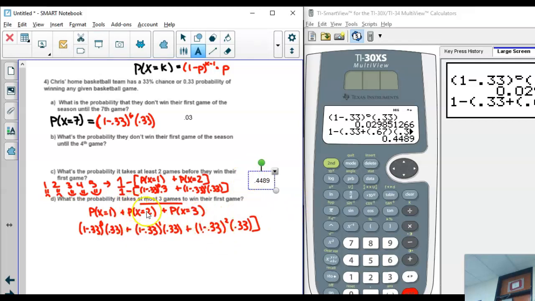Last thing, what's the probability it takes at most 3 games to win their first game? That means we're going to win at the 1st game, the 2nd game, or the 3rd game. I use this formula. I have my k value here, my k value here, and my k value here. I plug it in. I'm going to let you practice it this time and see what you can get.